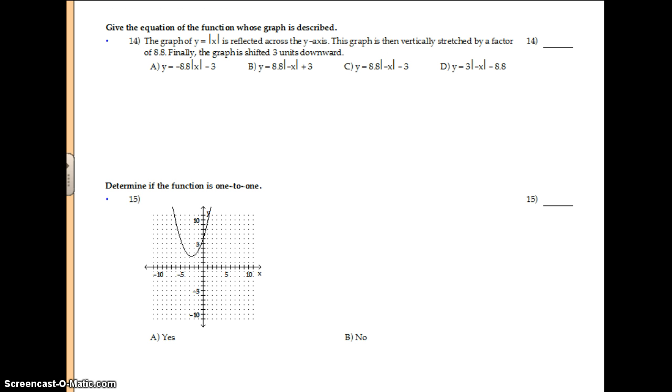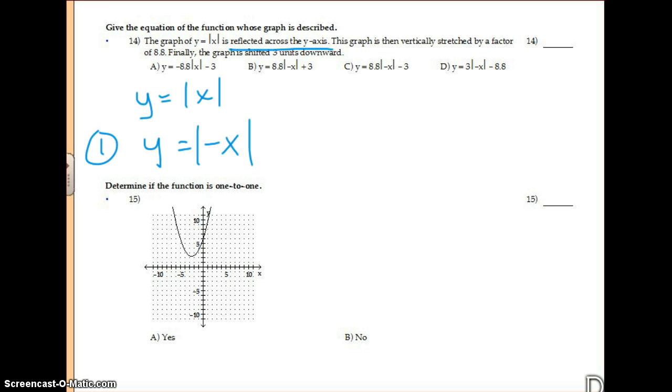Number 14, it says give the equation of the function whose graph is described. The graph of y equals the absolute value of x. So that's our original function, and it says we're going to reflect it across the y-axis, which means when we reflect something across the y-axis, the x-coordinate is going to change. So the first thing that happens is this, where we reflect it across the y-axis. So we go from y equals the absolute value of x to our first step, y equals the absolute value of negative x.